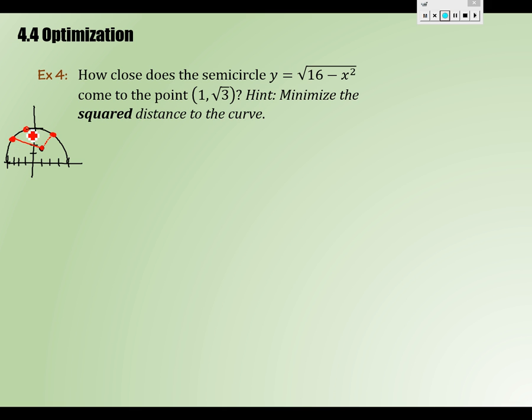This is the set of points we want to think about. We want to think about which of these is the closest. How do we compute their distance? So I think what John is saying is if you draw a radius from (0, 0) to a point on the semicircle, and the radius has the point (1, root 3) on it, then that must be the closest point. That makes sense.